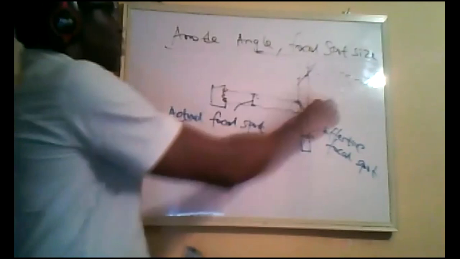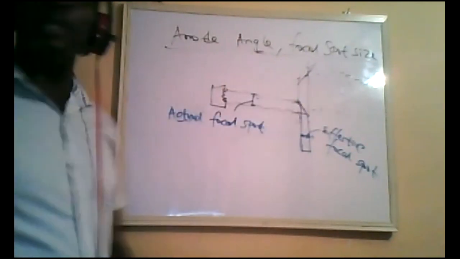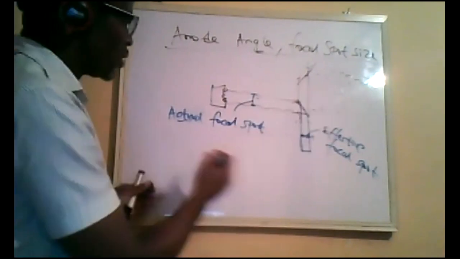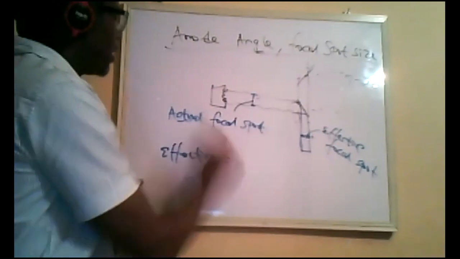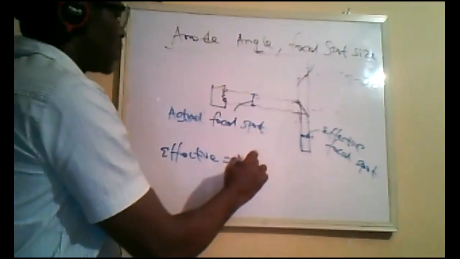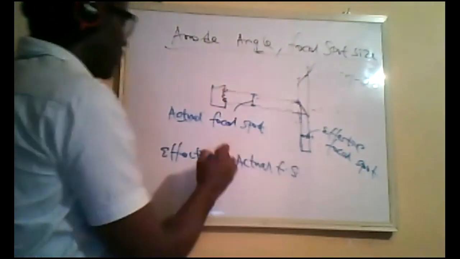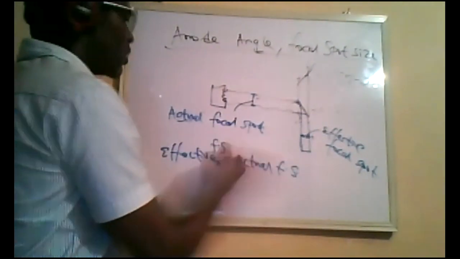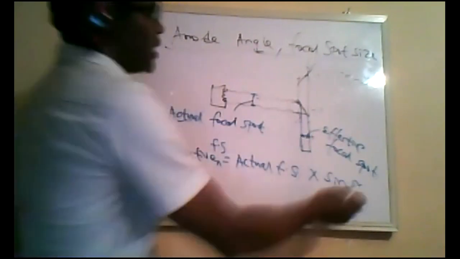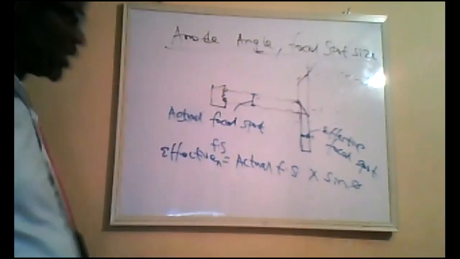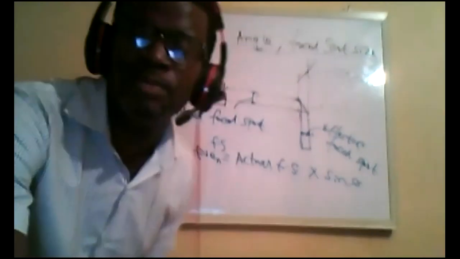Because we have a relationship between the effective focal spot and the actual focal spot: the effective focal spot is the actual focal spot multiplied by sin theta, where theta is the angulation of the anode.